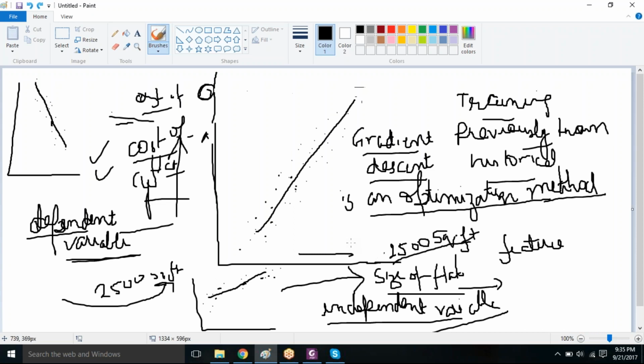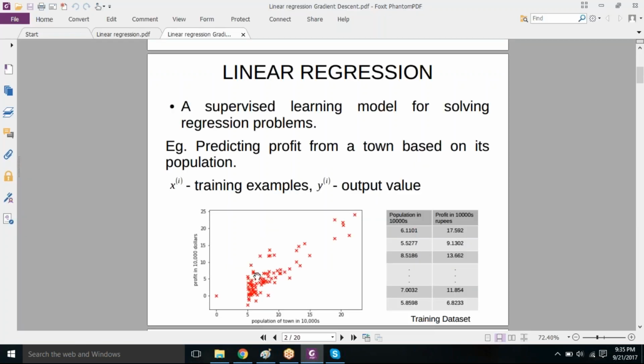That depends upon the model, whether it is linear regression or quadratic regression or polynomial regression, whatever kind of regression it is. That is basically known as your model. But the way of finding that particular model, that particular boundary, is called the optimization technique, which is gradient descent, used in linear regression. This is one of the most popular techniques. Now, I want to show you what actually it does.